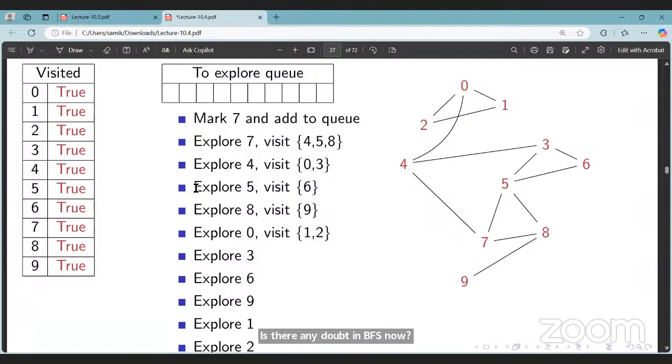Any thoughts? Ma'am, how can we draw the equivalent? Yes, Lokesh. Sorry, yes, go ahead.